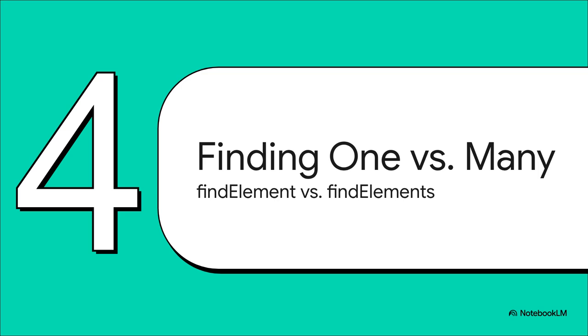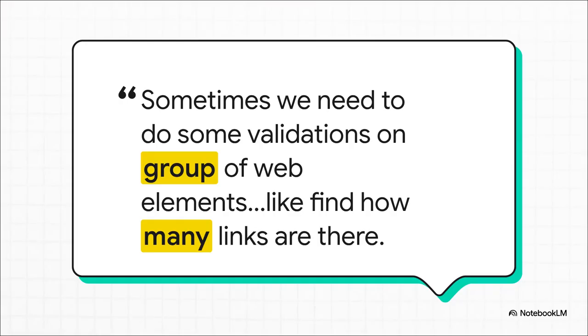It's the difference between the commands find element and find elements. I know, it looks like a tiny difference, just one little S, but understanding how these 2 behave is absolutely critical for writing good automation. So you might be wondering, why would I even want to find a group of things? Well, the source material gives a perfect real-world example.